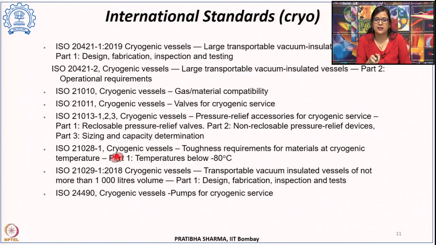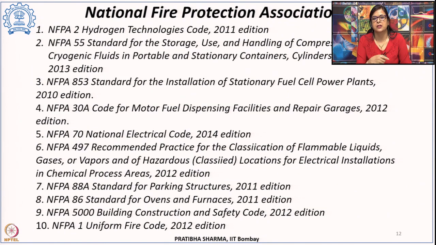For cryogenic vessels, the international standard is ISO 21028, and that covers the toughness requirements for materials at cryogenic temperature. It has a part 1 which covers below minus 80 degrees centigrade. Then ISO 21029, that is about cryogenic vessels, including the transportable vacuum insulated vessels of less than 1000 liters volume. Its part 1 covers the design, fabrication, inspection and testing. And again, ISO 24490, that is about the pumps used for the cryogenic service.